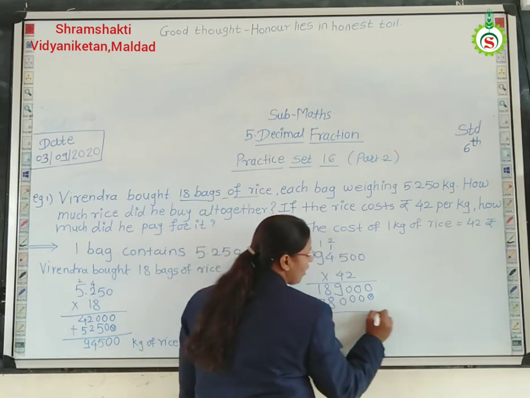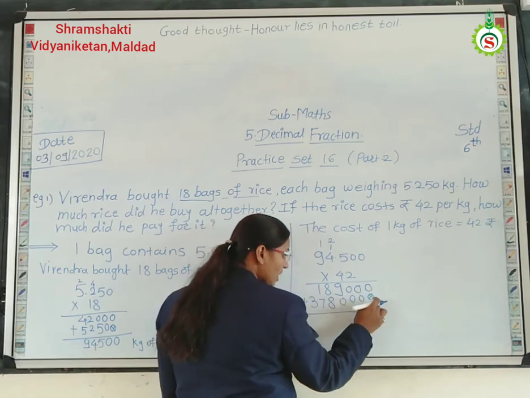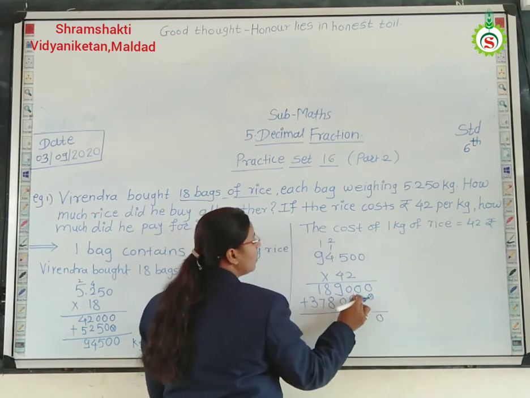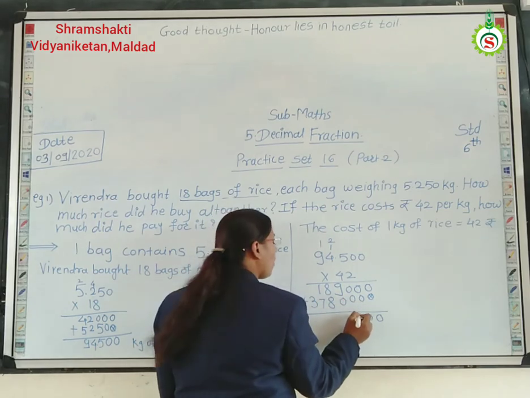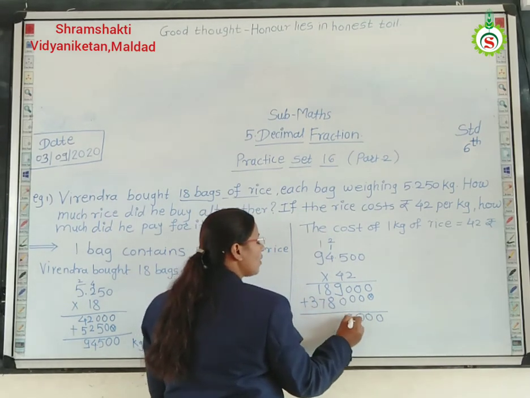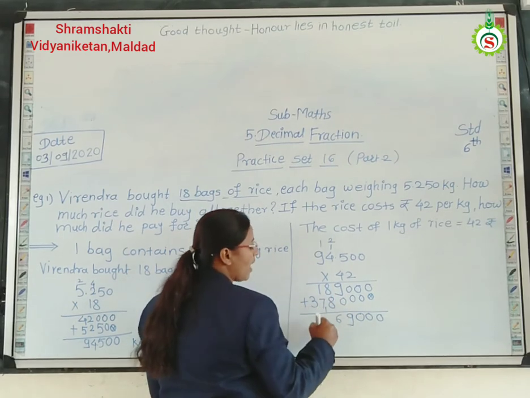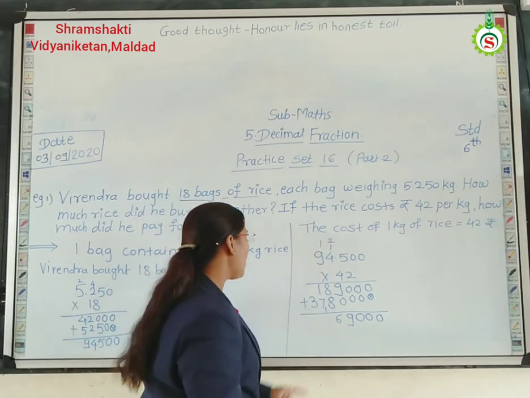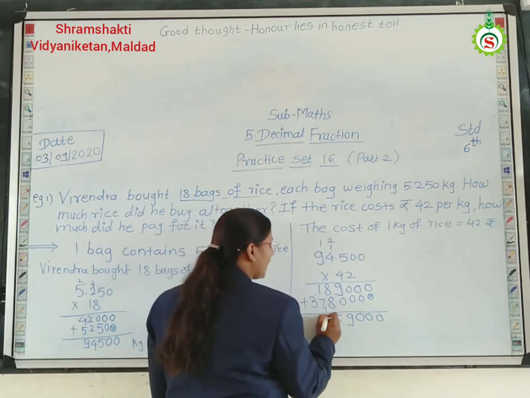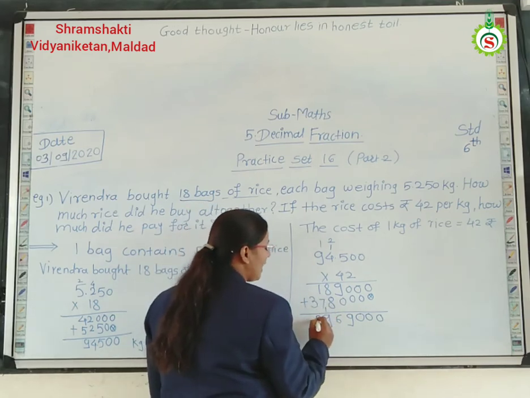Then do addition of these two. 0 plus 0 0, 0 plus 0 again 0. Here 0 plus 0 again 0. 9 plus 0 9, 8 plus 8 16, carry 1. 7 plus 1 8, 8 plus 1 again 9, and 3 as it is.